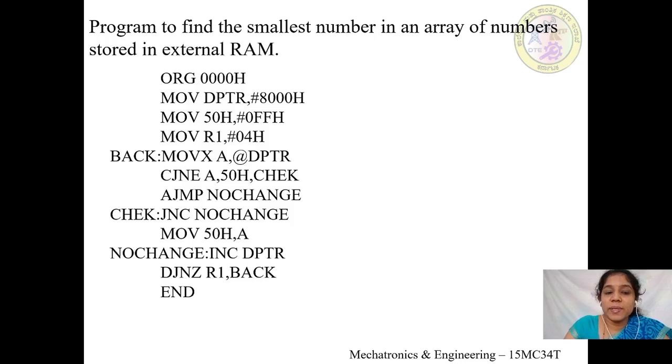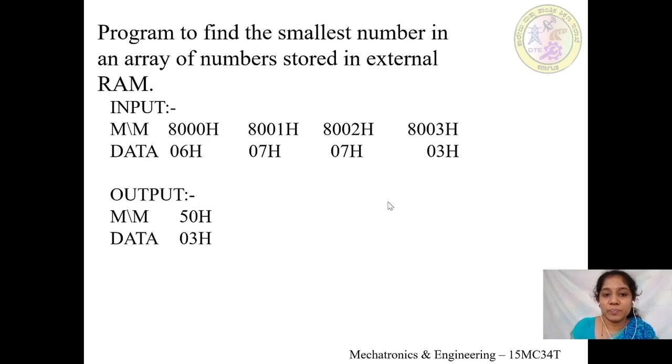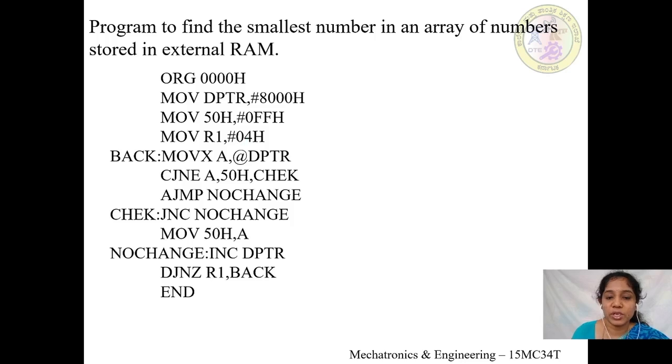So the program is to find the smallest number in an array of numbers stored in external RAM. So what are the requirements? It is external RAM, and we are starting with 80. It is our preference because they have not mentioned which memory location the data is present.